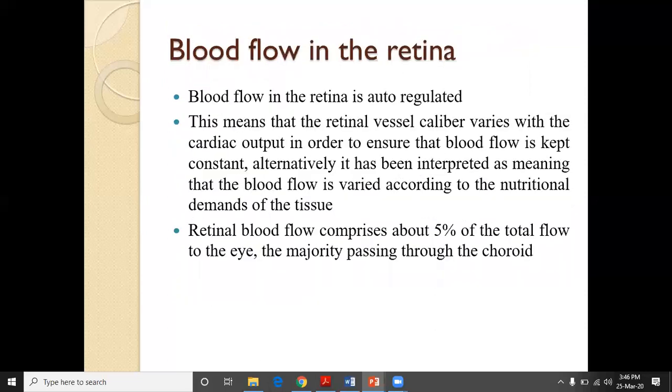Coming to the last part, the blood flow to the retina. Yesterday we saw the types of blood supply to the retina. Now, it is autoregulated, meaning the retinal blood vessel caliber varies with the cardiac output to ensure that the blood flow is kept constant. Alternatively, it has been interpreted to mean that the blood flow varies according to the nutritional demand of the tissue. Retinal blood flow is about 5% of the total blood flow to the eye, with the majority passing through the choroid.